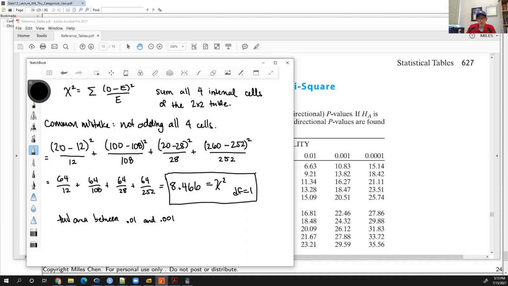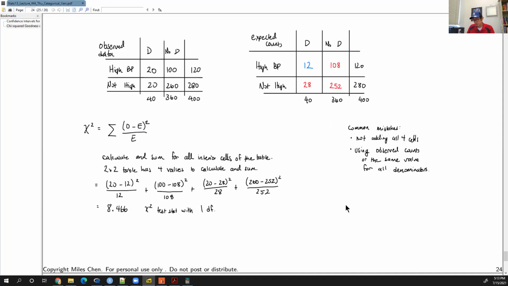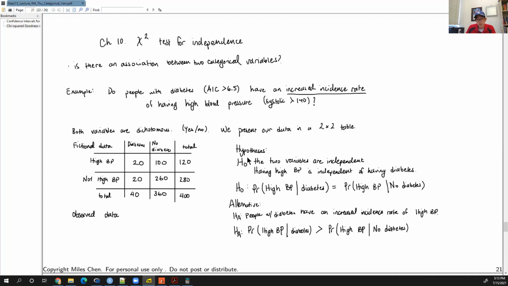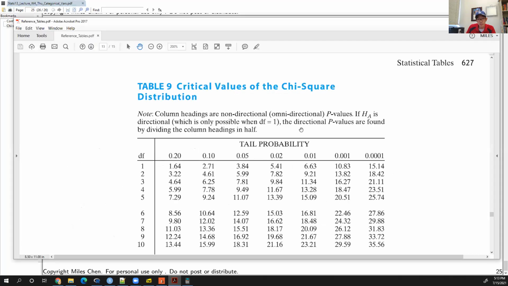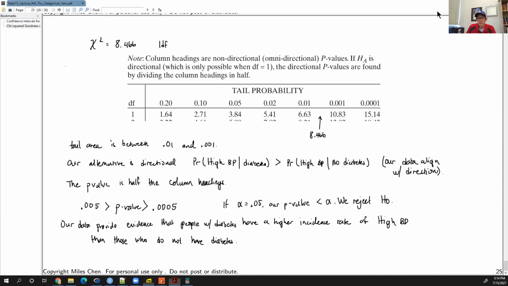Okay, and if we go back a few slides, we say, well, what kind of alternative did we have? We have a directional alternative, which means we're going to take our column values and divide by 2, right? So the directional p-values are found by dividing the column headings in half. That's what it says right here. So you just read your table carefully. A lot of these will say these are for non-directional alternatives. So we're going to divide by 2, right? So the tail area is between 0.01 and 0.001.